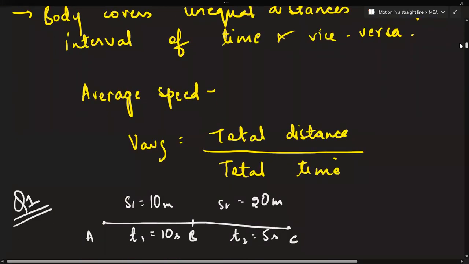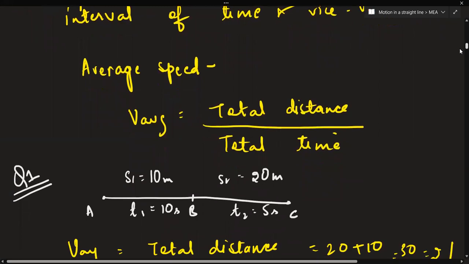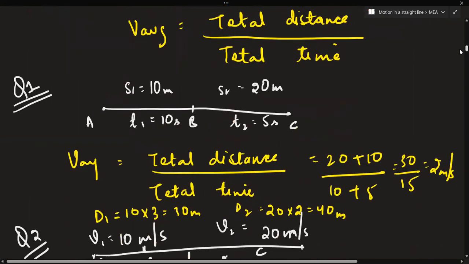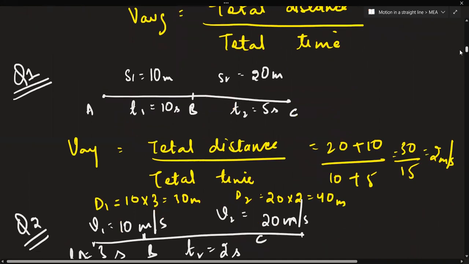Then comes the concept of average speed, which is very important. How to solve it? Basically calculate all the distances that are present and divide by time. For example, this is a question in front of you. Total distance will be 10 plus 20 and total time will be 10 plus 15. So that will be 2 meter per second, the average velocity.